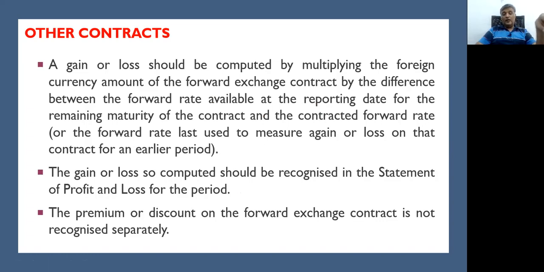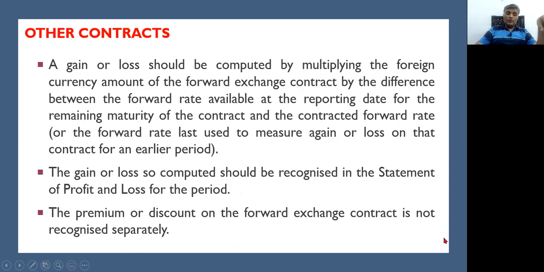You take it to P&L, but the only difference is that, unlike the earlier forward contract which was not held for trading or speculation, here premium or discounts are ignored. They are not recognized in the statement of P&L. They are not taken into consideration at all. Any premium or discount on the forward exchange contract is not recognized separately.